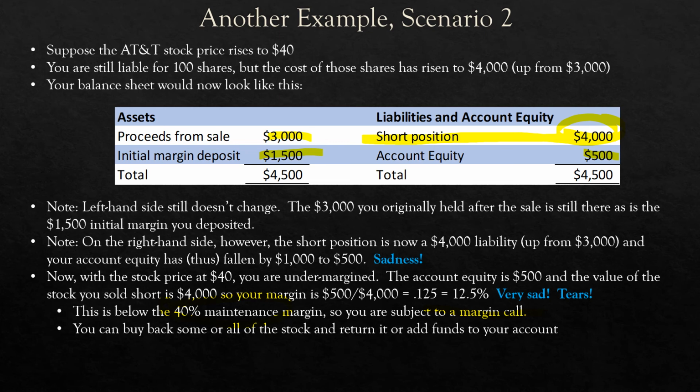To make up the margin call, you can buy back some or all of the stock and return it to the broker, or you can add funds to your account. So in this scenario too, the short sell did not work out for you.